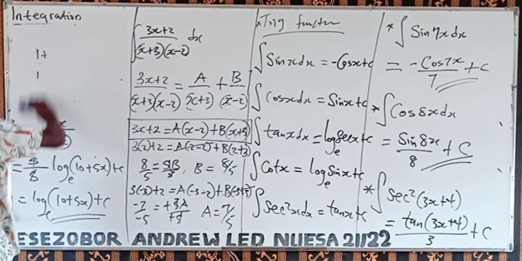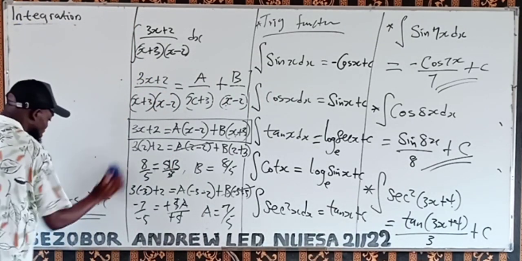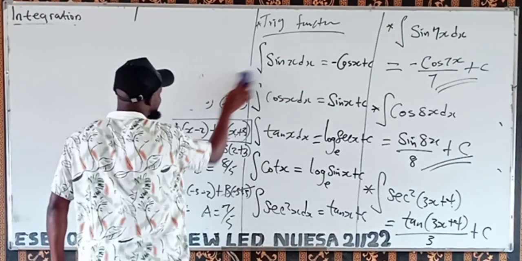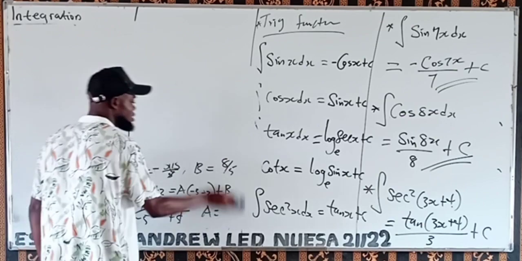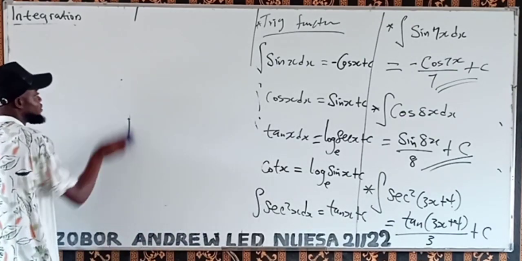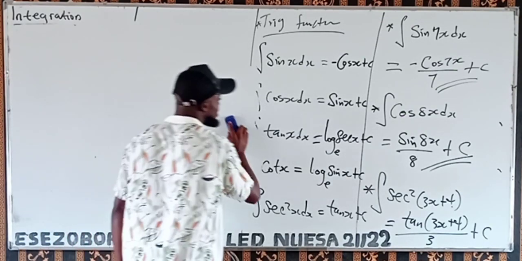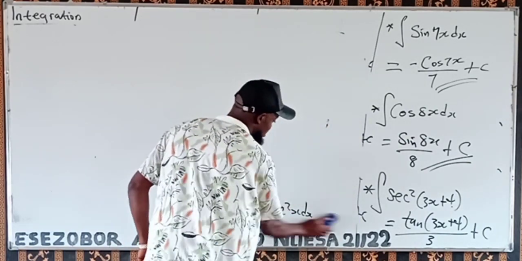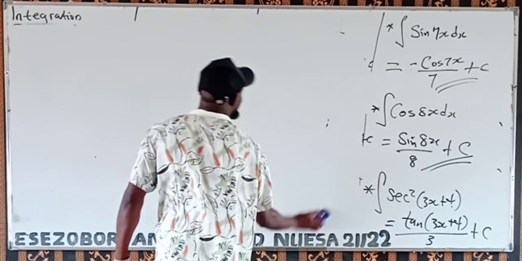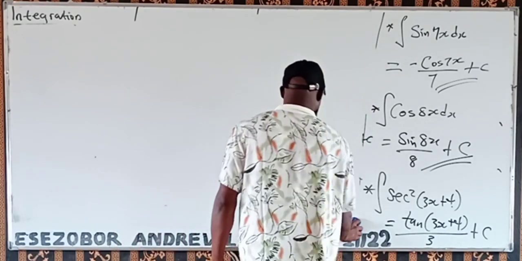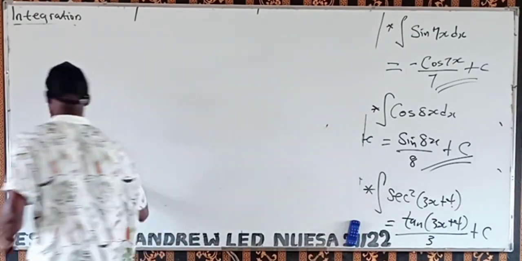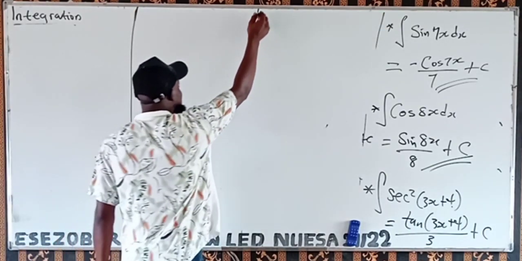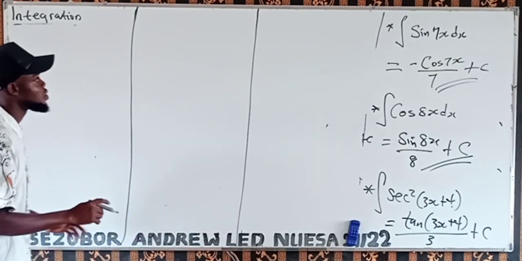So let's do more under trig functions before we go to integration of special types. Then we look at the reduction formula, and we have a way of solving that. Then we look at integration by parts. We have a lot of things to do today, so please just go with us.